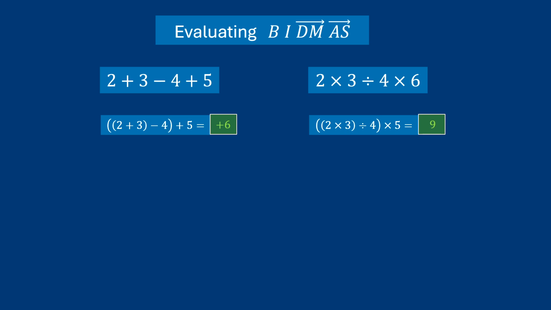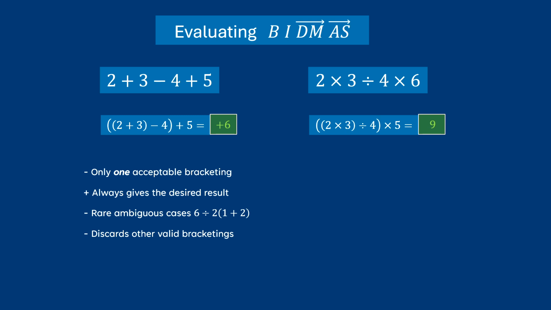These 2 expressions that we've seen so far, they only have one acceptable bracketing, which means if you were to evaluate them incorrectly, if you were to put the brackets in the wrong place, if you did that mentally or physically, you could potentially end up with the incorrect result. But if you use BIDMAS correctly, it does always give you the desired result, as long as you're not trying to apply it to one of these rare ambiguous cases like 6 divided by 2 lots of 1 plus 2. Okay. Now, it does also discard other valid bracketings. So we saw that there were other ways that we could bracket this expression that also worked.